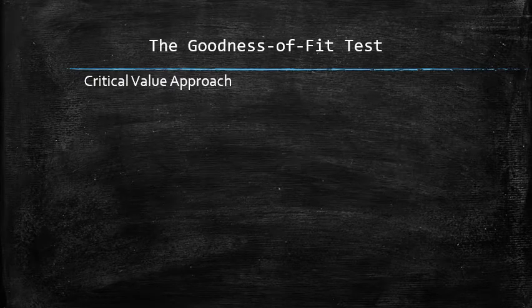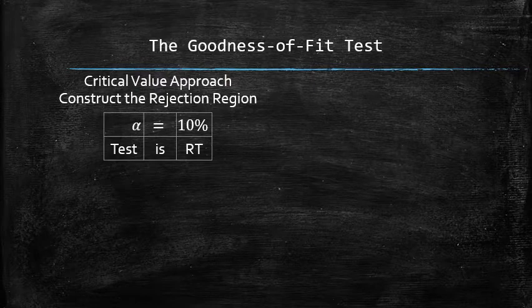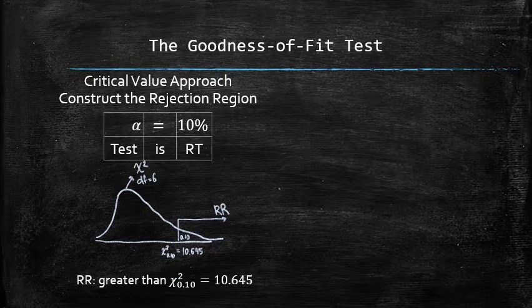In the critical value approach, we construct the rejection region. In this approach, we need to know the significance level alpha and the type of the test. We draw the rejection region under the chi-square probability density curve with 6 degrees of freedom according to the type of the test. So right tail test will have the rejection region in the right tail. The region must have the area equal to the significance level 10%. So the left boundary of the region is the critical value, chi-square 0.10, which is equal to 10.645. So the entire region can be described as all the values to the right of 10.645.